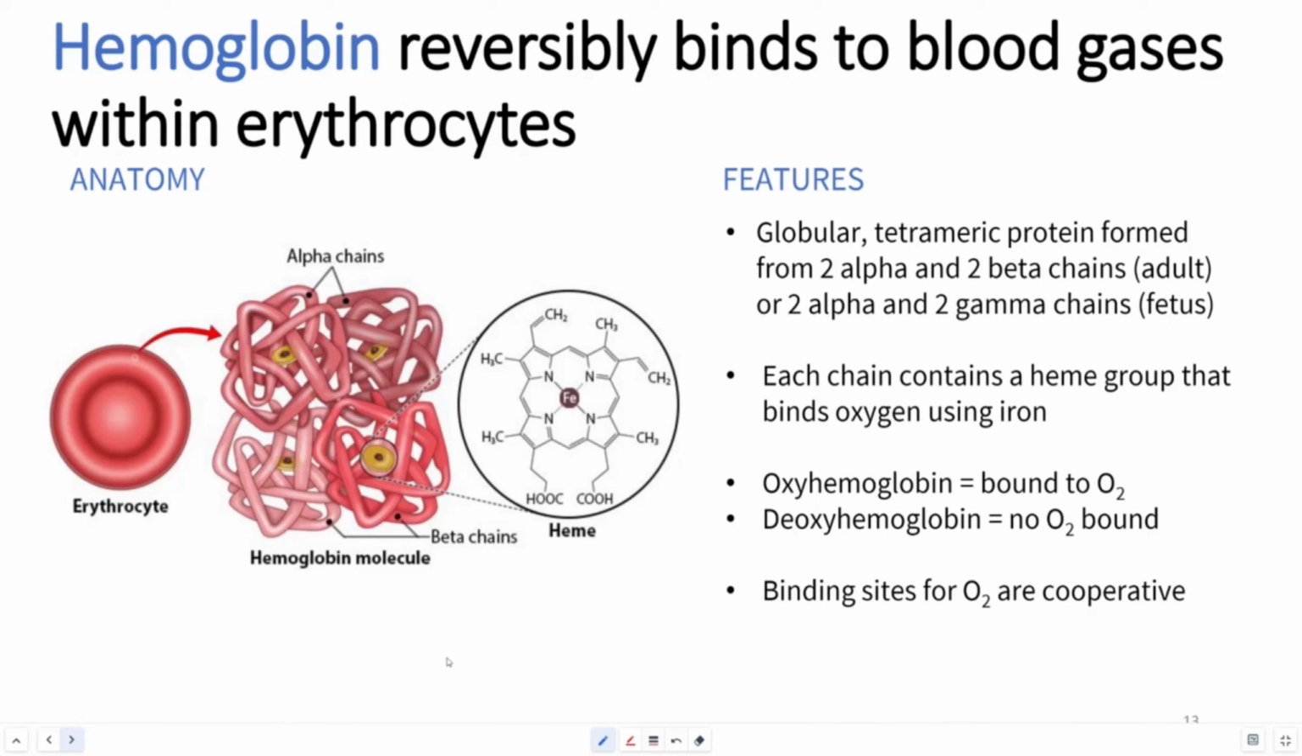Each chain contains a heme group that binds oxygen using iron. When it's bound to oxygen, we call that oxyhemoglobin. When it's not bound to oxygen, we call it deoxyhemoglobin. And the binding sites for oxygen are considered cooperative. So as you bind one, it increases the ability for the next one to bind.